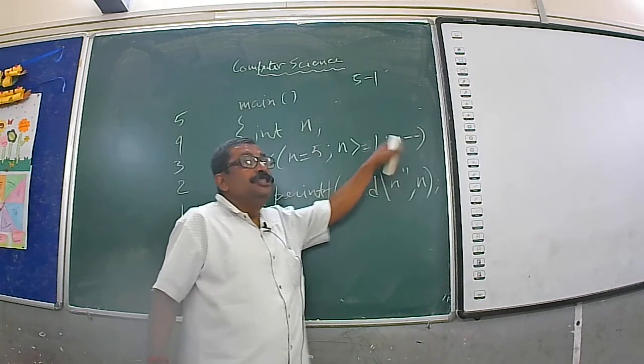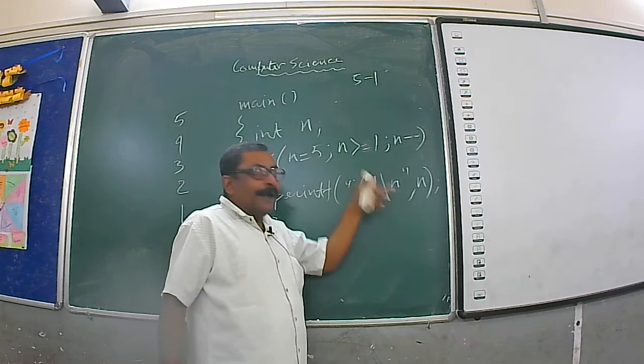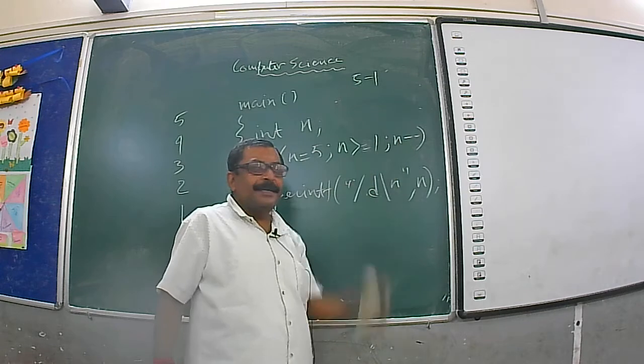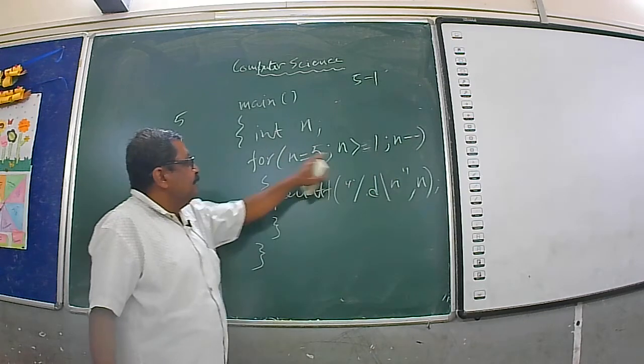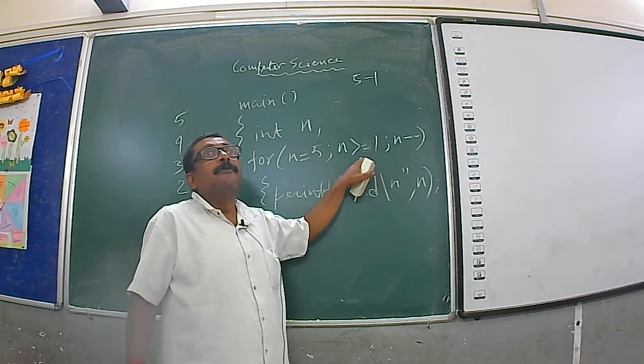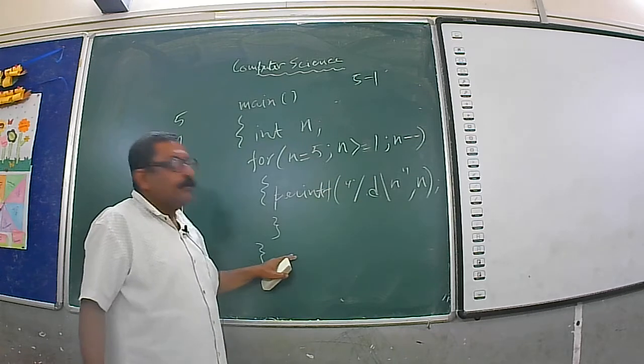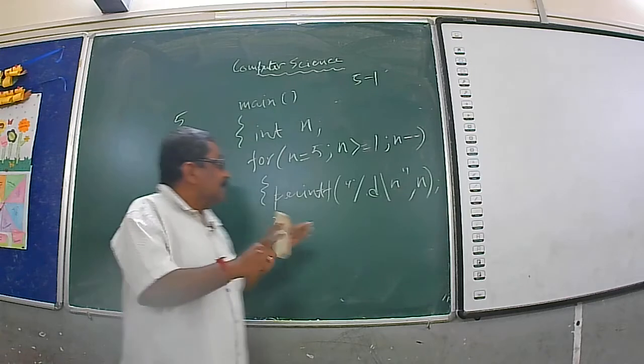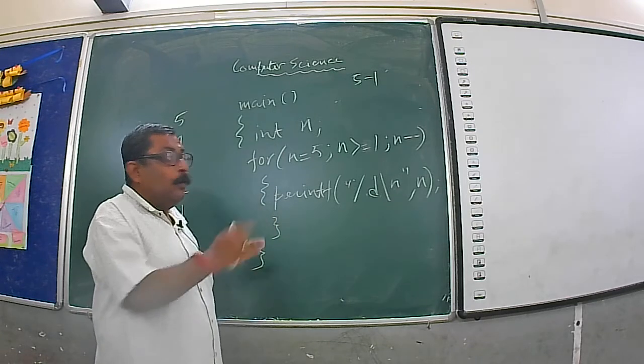Next time 0. 1 minus 1 is equal to 0. n minus minus is there. 0 greater than or equal to 1, false. It will come out from the loop. So that is another use of the for loop.